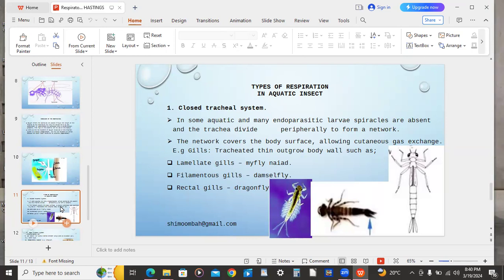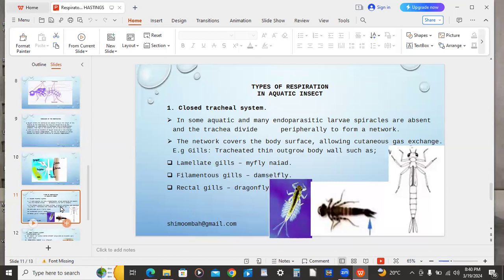Those are the two differences. I said in the open tracheal system, the gaseous exchange is direct with the atmosphere, while in the closed tracheal system, gaseous exchange is direct across the body surface, where the integument is thin. Then let's see what is there in our notes. The closed tracheal system, in insect aquatic and many endoparasitic larvae. Spiracles are absent.